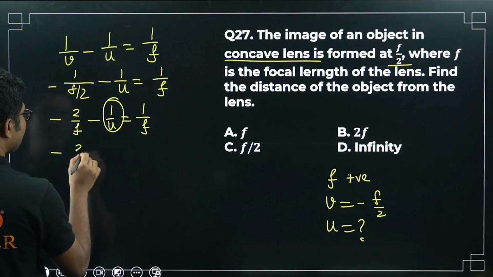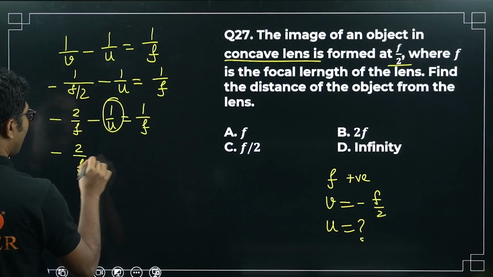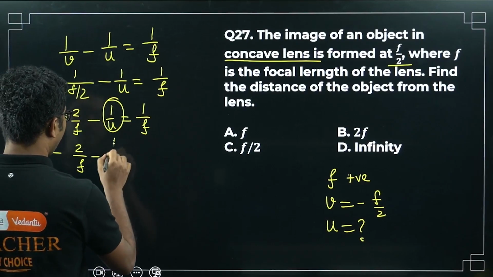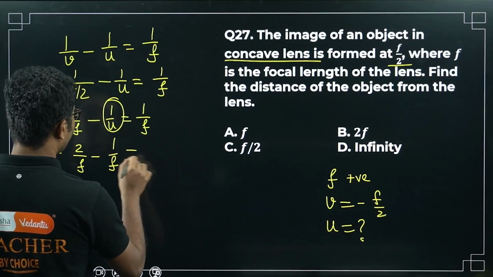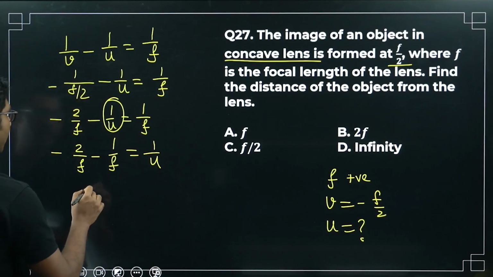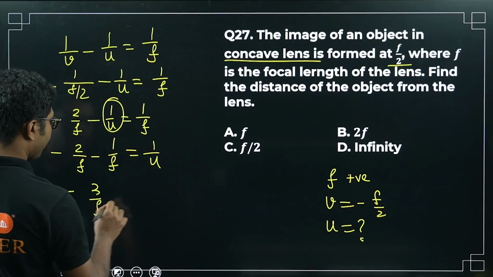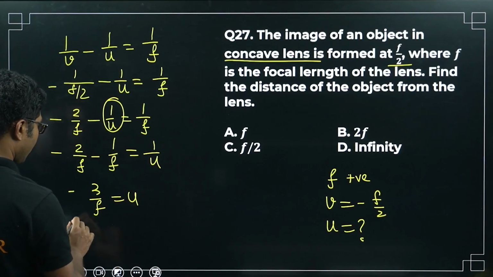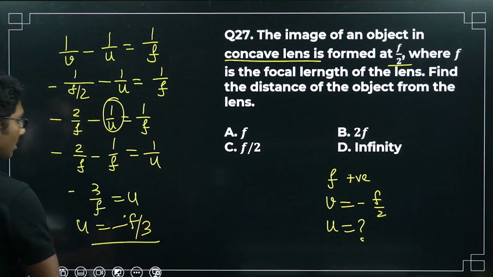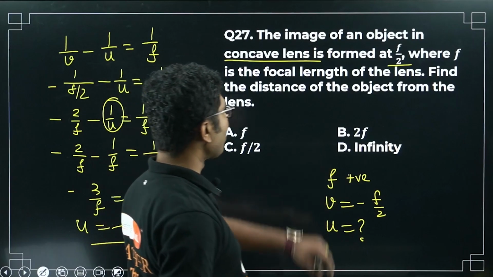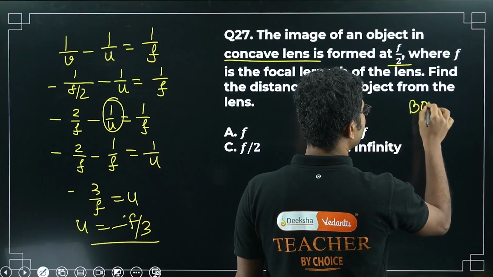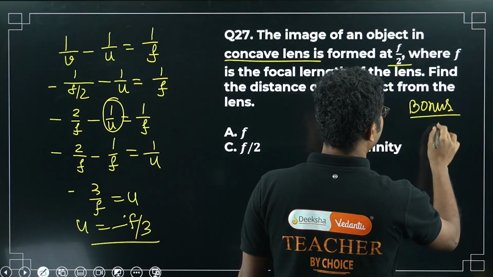Okay, so minus 2 by f minus 1 by f equals 1 by u, or it will be minus 3 by f. So u equals minus f by 3. Okay, now unfortunately no option is given, so you can consider this to be a bonus question. This is a bonus question.